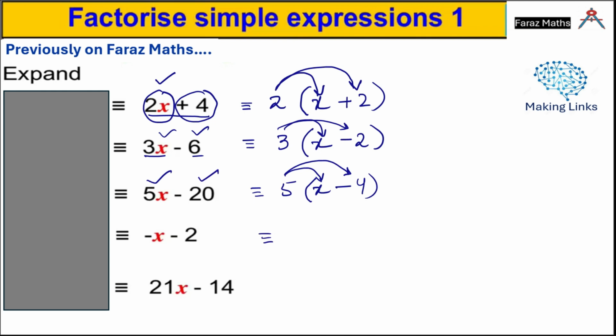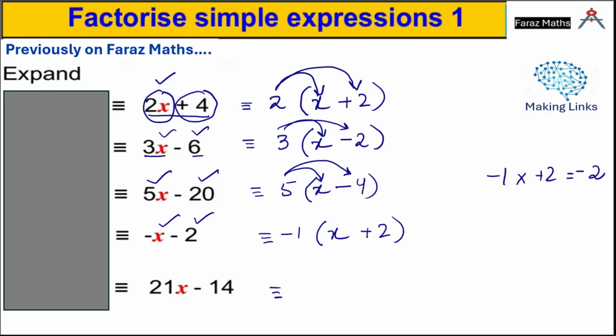Now this one, minus x and minus 2, here negative 1 is common. So negative 1 times what will give you negative x? Negative 1 times x will give you negative x, and negative 1 times plus 2 will give you negative 2. Because if you multiply minus 1 with plus 2, we know that in multiplication, minus times plus is minus, and 1 times 2 is 2.